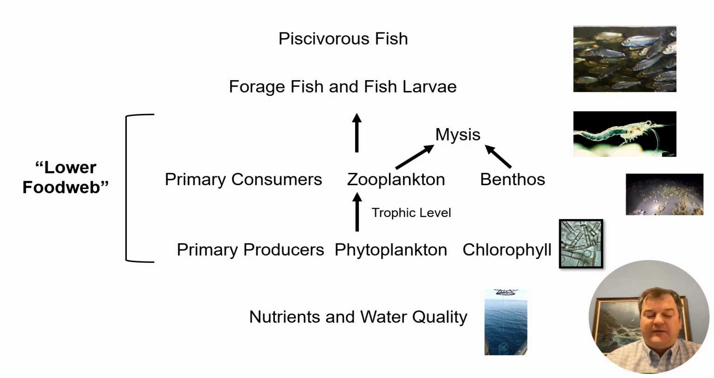So with the lower food web, we're considering the primary producers, the phytoplankton, often using the proxy chlorophyll. We're also thinking of the primary consumers, so zooplankton and benthic invertebrates. And many of these are important prey for forage fish. We also think about the nutrients of the system, which is important for the carrying capacity of the lake.